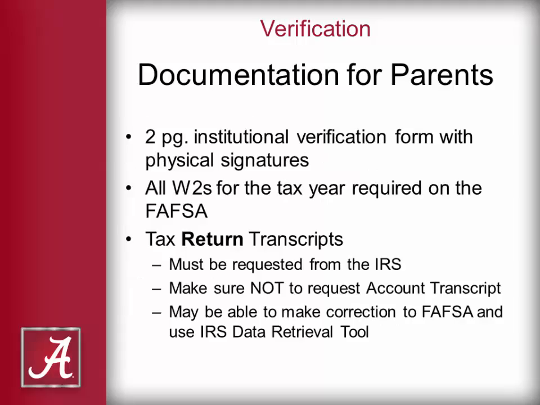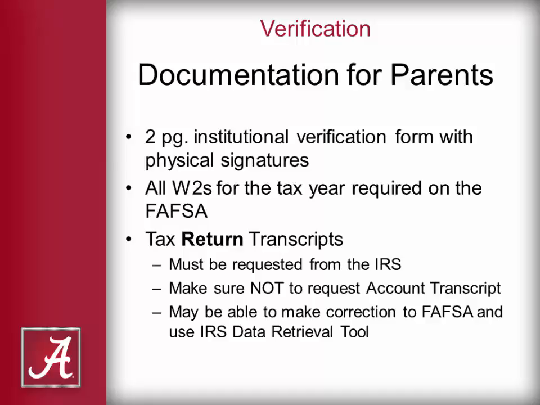For the standard dependent verification, both the parents and the student will be required to submit documents. The first thing that parents need to submit is the 2-page institutional verification form. It does have to have physical signatures. Electronic signatures will not be accepted. Please be sure to print off the forms and sign them before submitting them to our office.